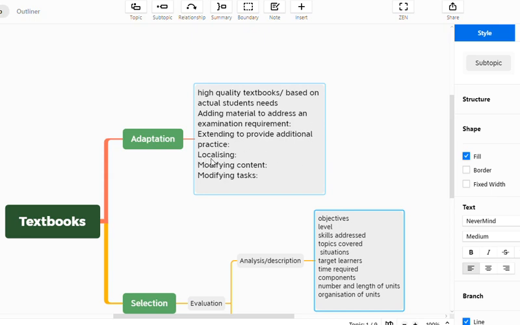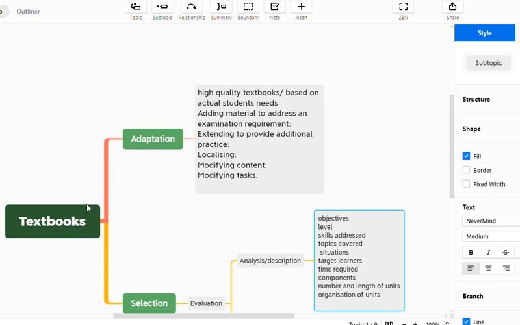Sometimes the textbooks are international textbooks. Okay, we need to localize the textbook. Sometimes you modify the content, for example, the cultural content, the lifestyle, the arts. You decide that, okay, these arts should be included in the materials, so you modify the content. You sometimes modify the tasks or the problems included in the materials.